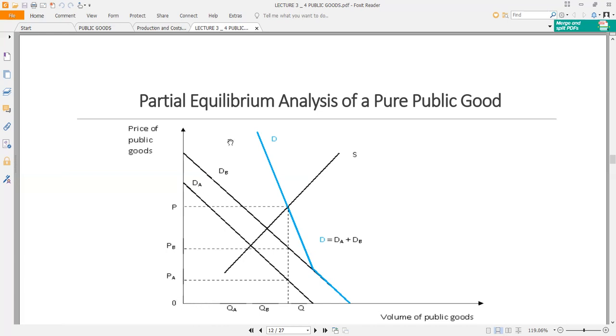So the prices that you see here are the benefits that these two individuals have received. Okay, so we'll charge the person according to the benefits that he gets, or the value that he puts on the good that he or she is consuming. Okay, so this is how we are able to get the partial equilibrium quantity and then price for a public good. Okay. All right, I hope you understand.